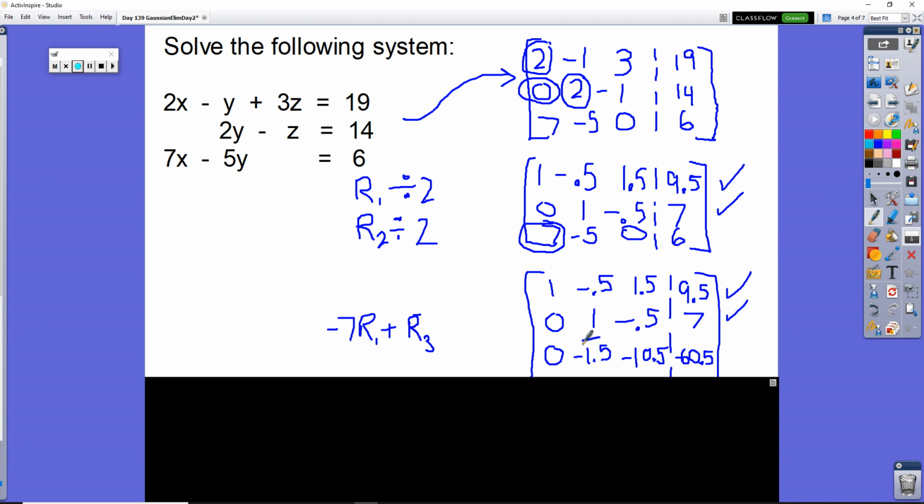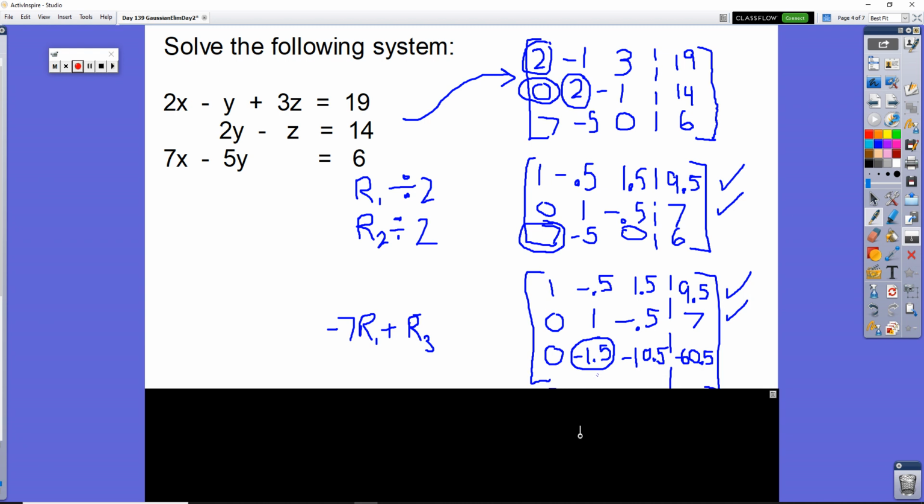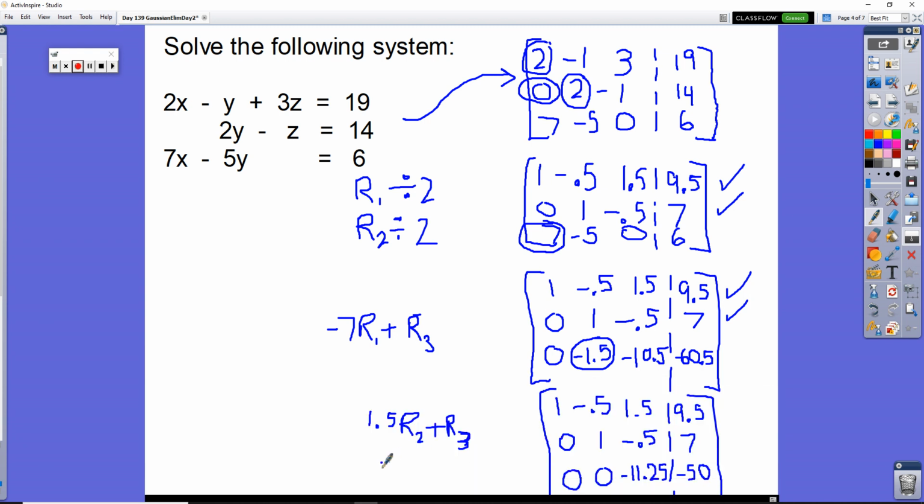Now, the next thing that needs to change is this spot right here. That spot also needs to become a 0. You do not want to use the top row to help you eliminate that because that would be bringing x's back in. So you always use the middle row to help you get rid of things in the second column. And what I would have to do to the middle row to add with this to get it to cancel out is I'd have to multiply the middle row by 1.5 so that when I add it with this, they would cancel out.